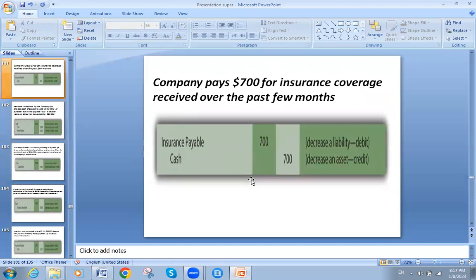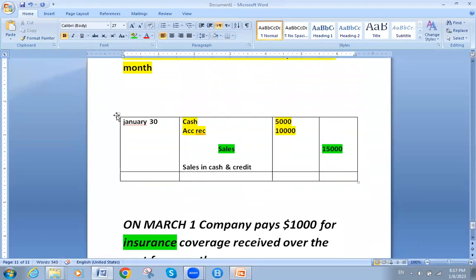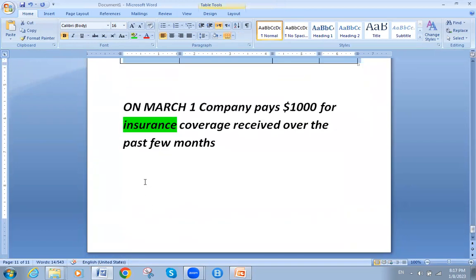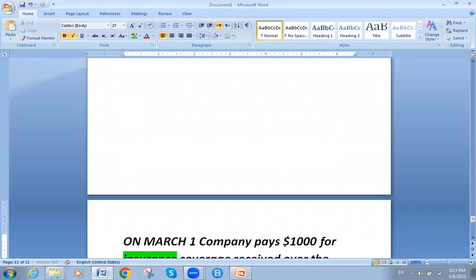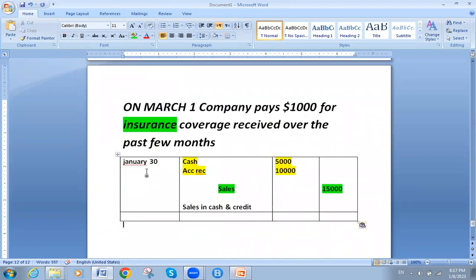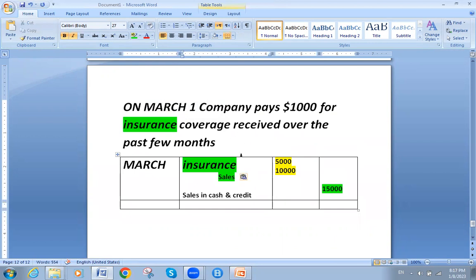I think I lost the paper. Okay, from here, insurance payable, that is slide 101. Now we'll go back to it here. We'll take this one as an example, so Control and C, and I will empty the table now. It's on March 1, so I will put here March 1. And we have to pay 1,000 for the insurance. So I will take the word insurance, Control and C, and I will put it here, Control and V, insurance, into the cash.